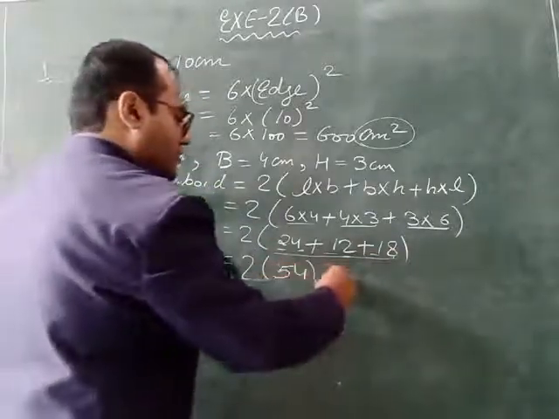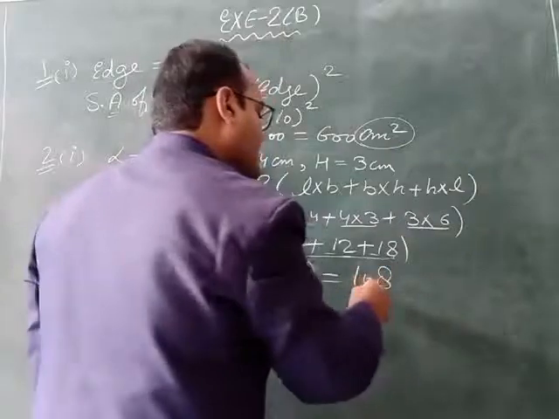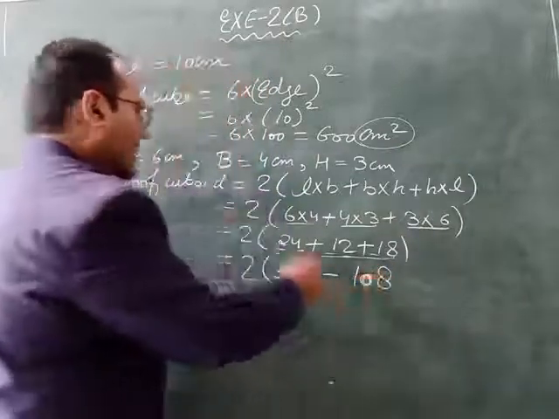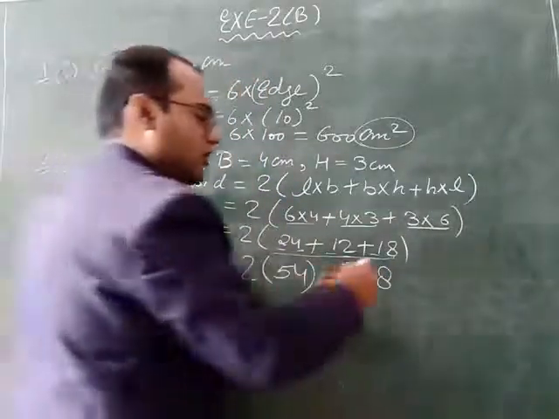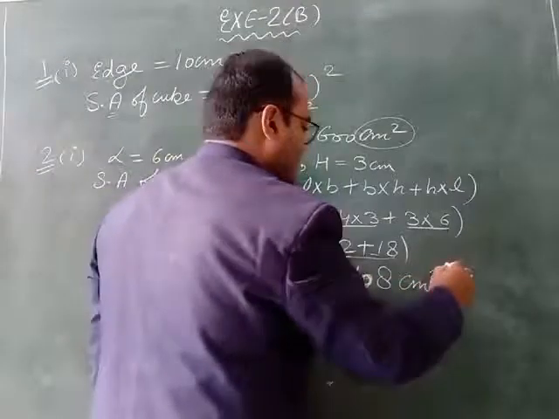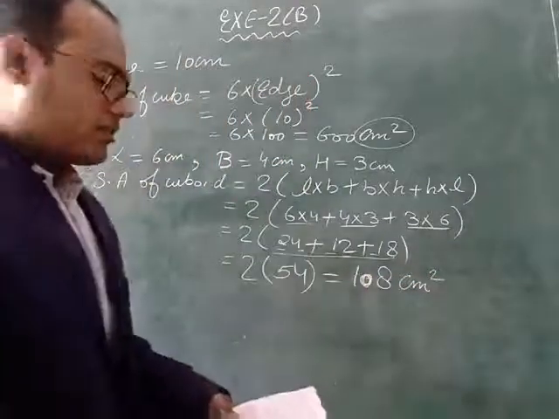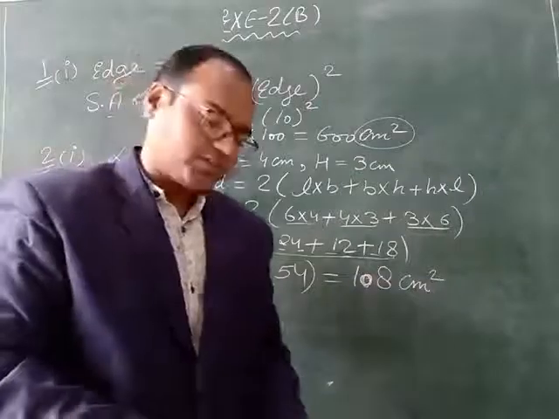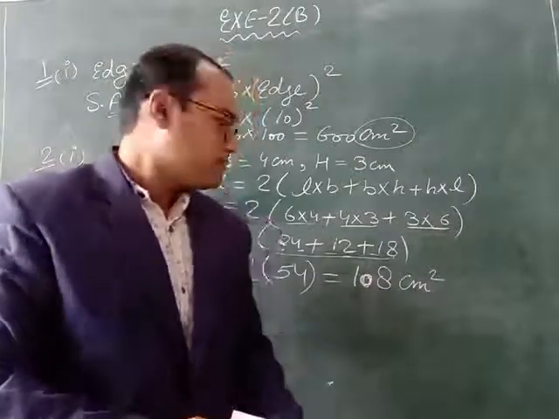So now we will multiply them. On multiplying it we will get 108. This is the answer of surface area. So area means we have to put the unit centimeter square. So this is your answer of question number second, part number first.